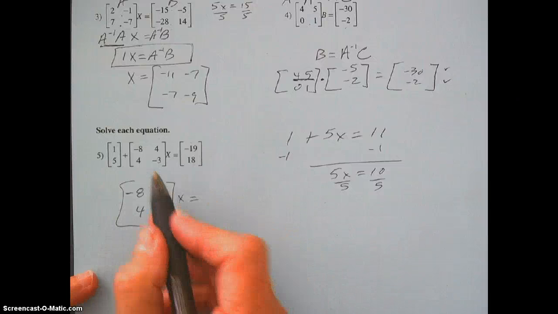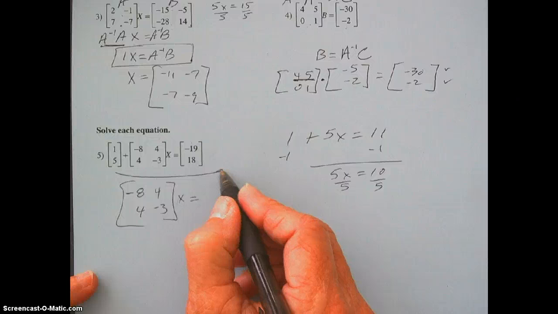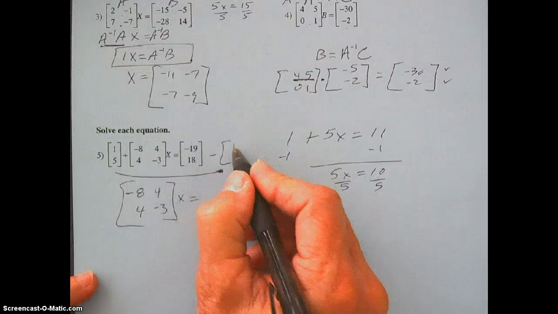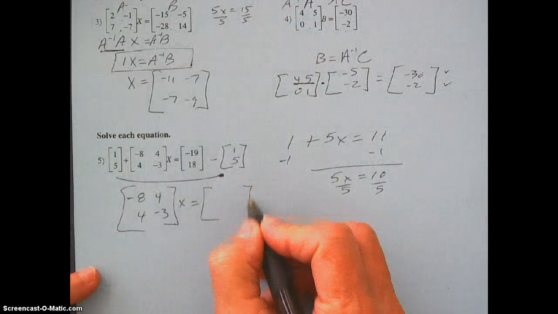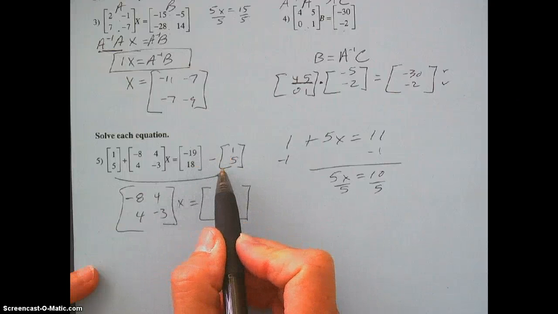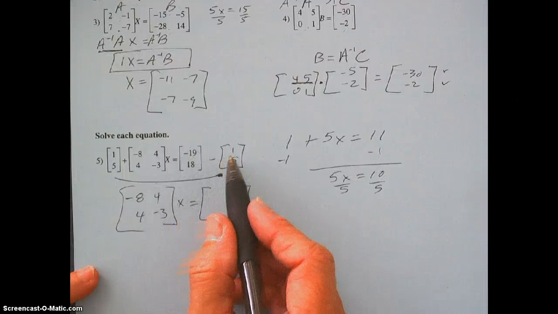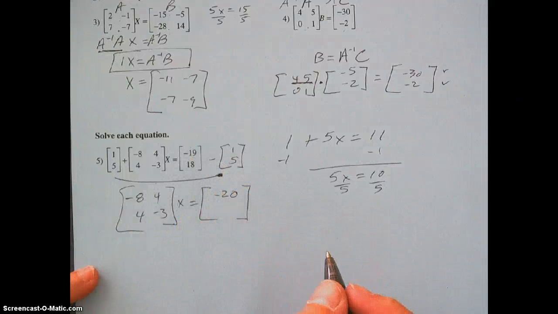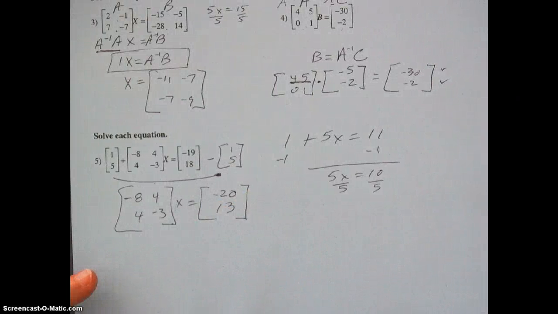So to get this all by itself, I must move this to the right-hand side, which means that I'm going to subtract that matrix from both sides. Remember our rules for subtracting matrices? We must have same dimensions, we do, and we just subtract off the corresponding pieces. So negative 19 minus 1 would be a negative 20. 18 minus 5 would be a 13. Now, this should look like what option number.